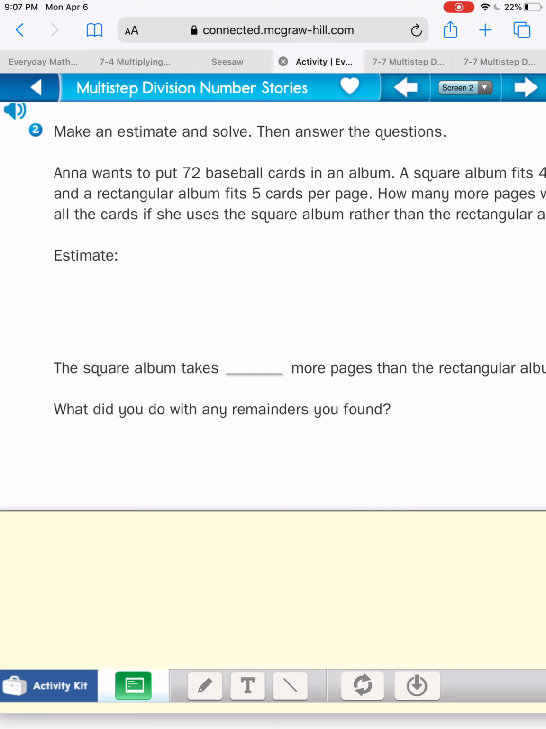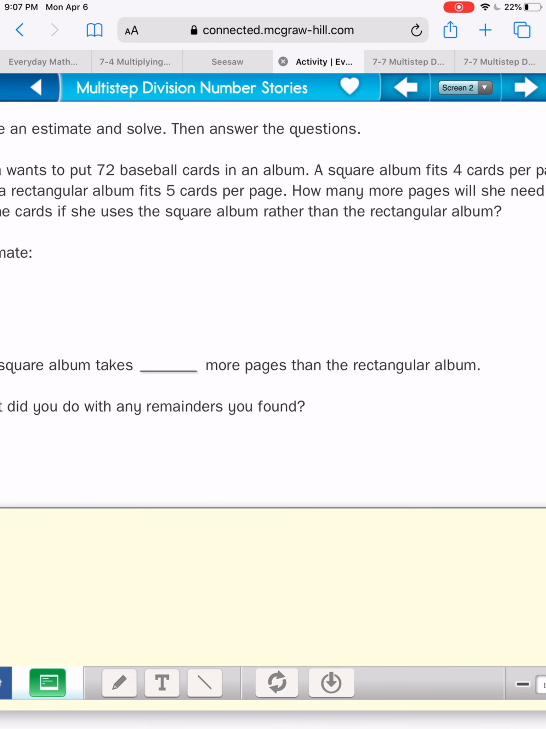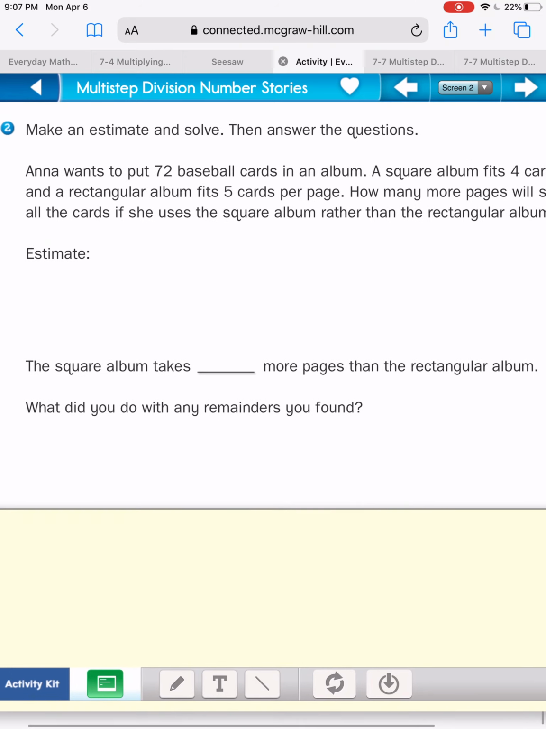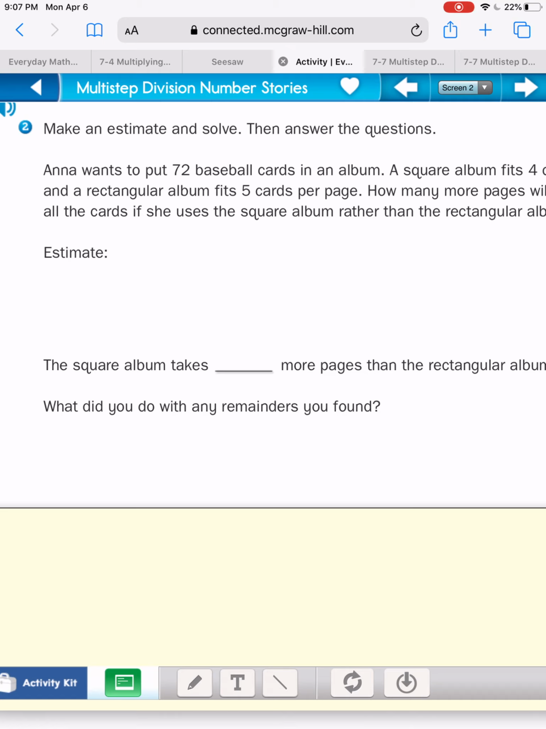Okay, so we know that Anna has 72 baseball cards, and she has 2 different types of albums that she could put them in. One of them is square, the other one is rectangular. The square one fits 4 cards per page, and the rectangular one fits 5 cards per page. We know that she wants to use the square album, but what we need to figure out is how many more pages she will need, since the square album holds 1 less picture per page. So again, boys and girls, you don't have to worry about the estimate. If you wanted to do it, that's great. But right now I just want us to focus on the actual problem.